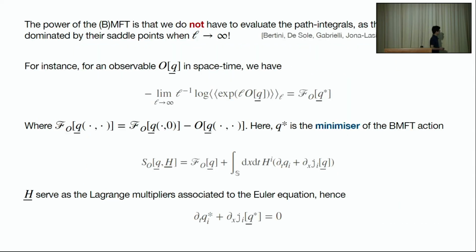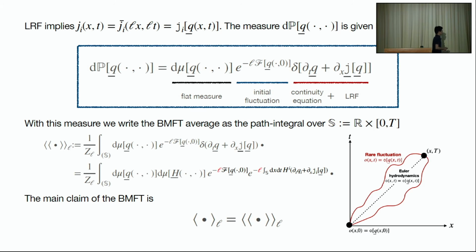What you have to do instead is to put this guy, exponential of L times O, and evaluate this path integral formula. The good point of this trick is that everything is now of this form, exponential of L times something. So if you take the large L limit, of course, it's going to be dominated by the saddle point. So you can just pick the contribution from that.